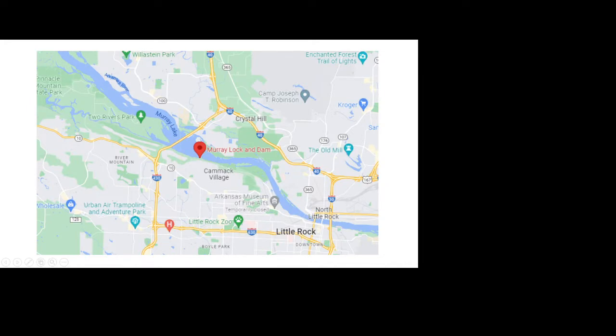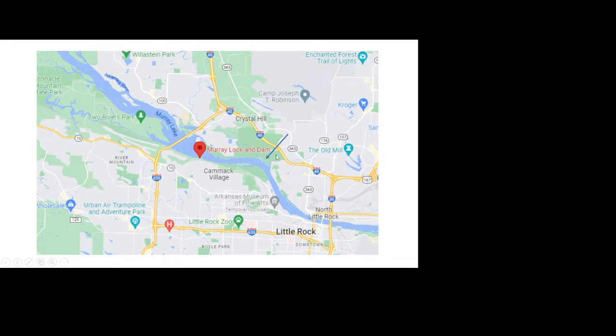So you might be wondering, how would you tell the difference between a flow-through and a storage reservoir? One of the things you can do is just go to Google Maps or Google Earth and look at the channel that's both upstream and downstream of a structure. In this case, this is Murray Lock and Dam, and it spans the entire Arkansas River.